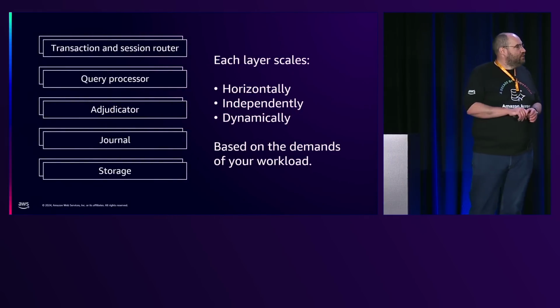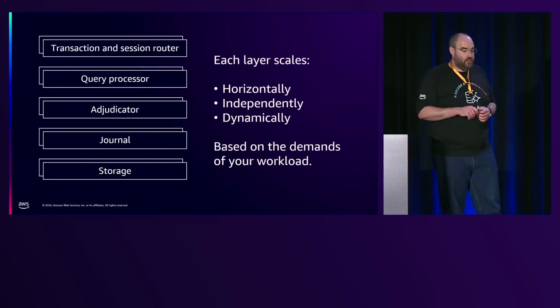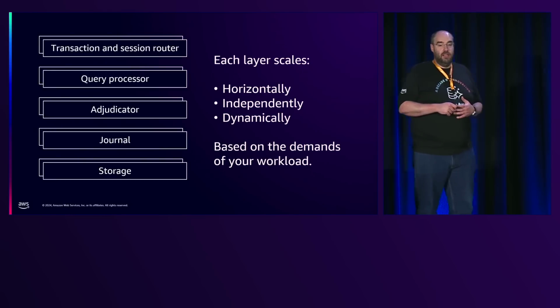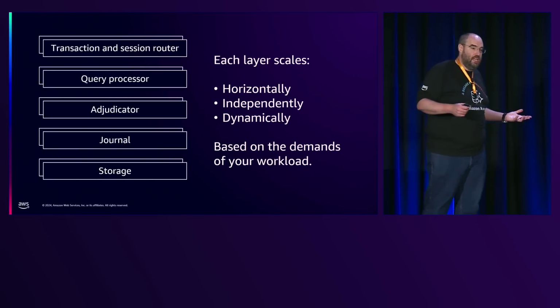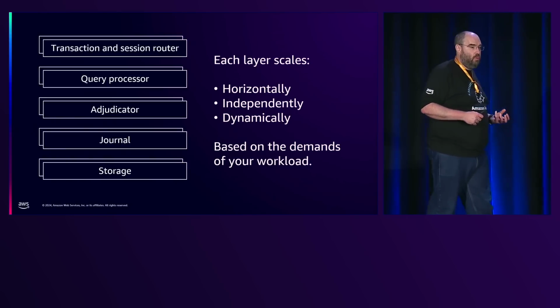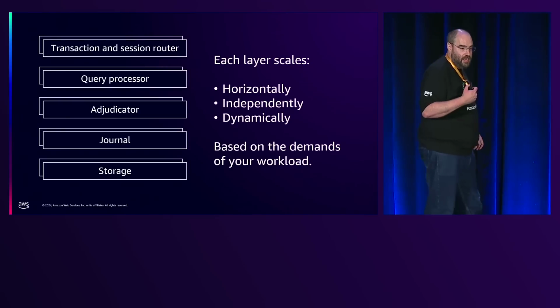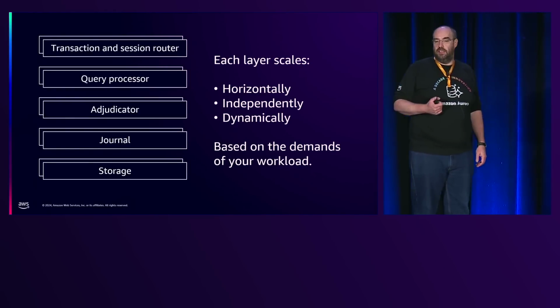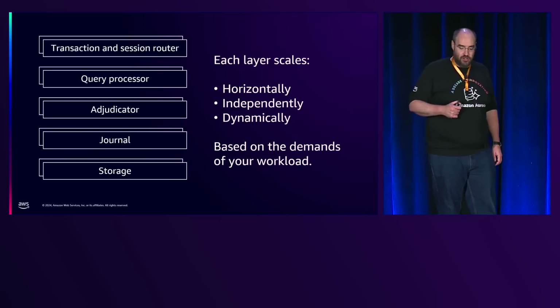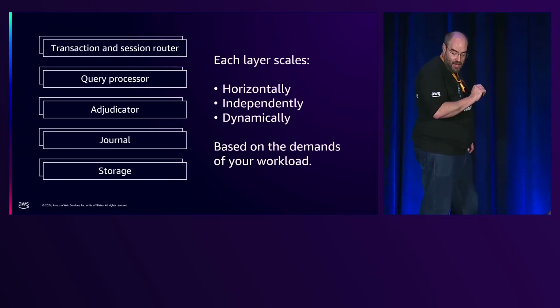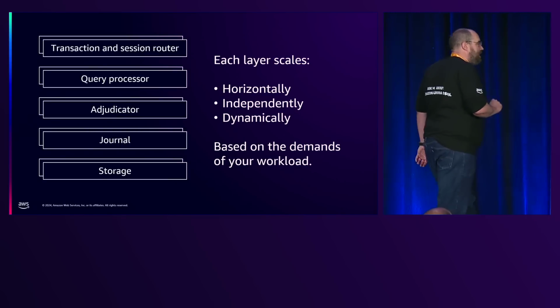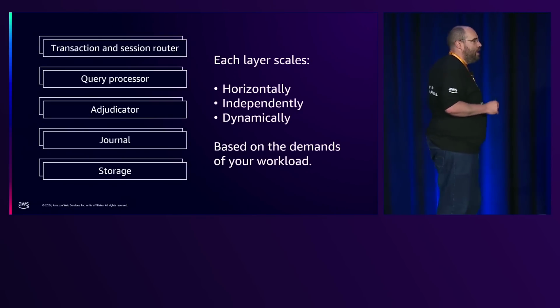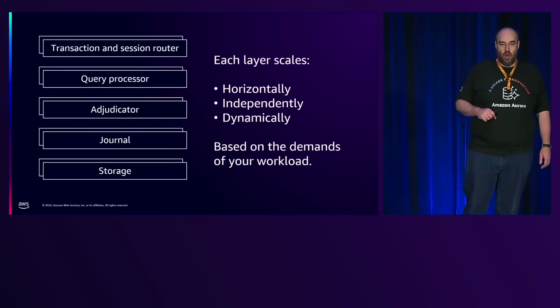And so here what we've done so far is we've talked about a transaction and session router, query processor, which is running the SQL, the adjudicator, which is doing isolation, the journal, which is handling atomicity and durability, and storage, which is doing these indexes and handling those push-down compute. And each of these layers scales horizontally, it scales independently and dynamically based on the demands of a particular workload.